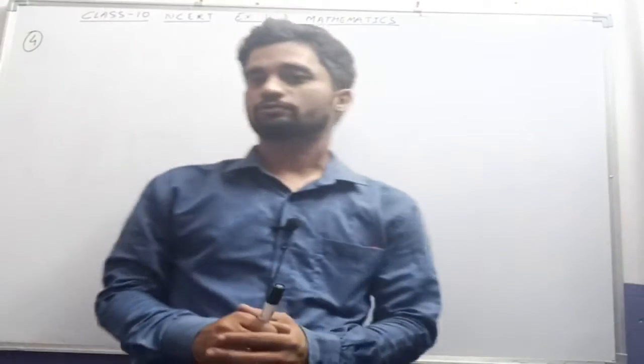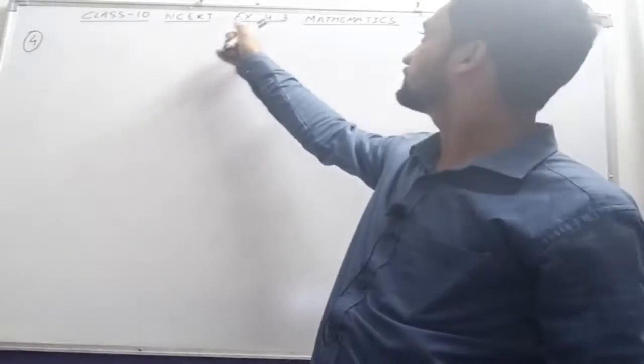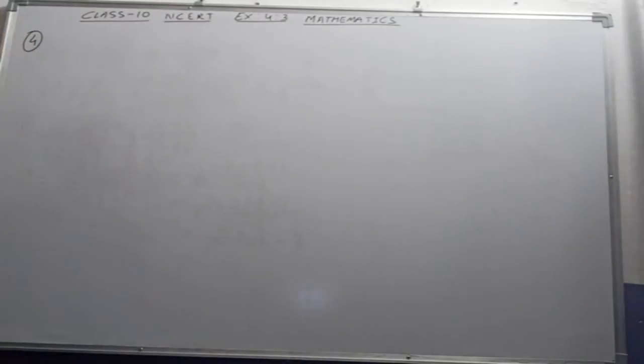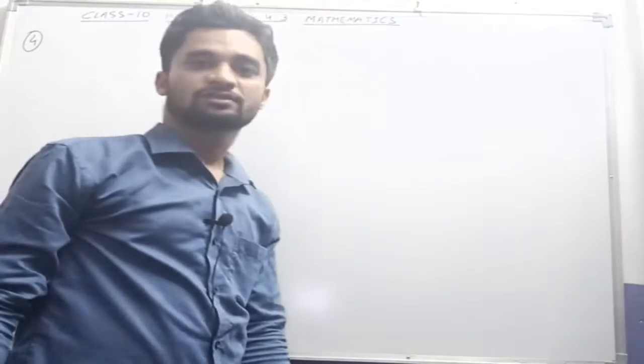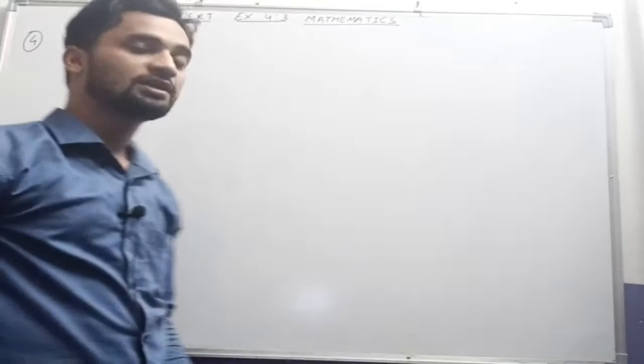Hello students, so today we are taking class 10 NCERT exercise 4.3, math subject. We are taking question number 4, and that is: given the sum of the reciprocals of Rahman's age 3 years ago and 5 years from now is 1 by 3, find his present age. So let us take his present age as X, because we do not know his present age.